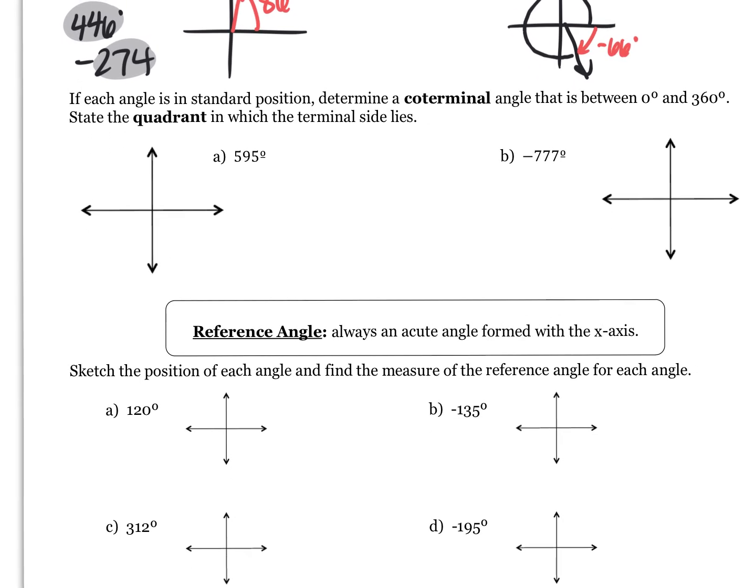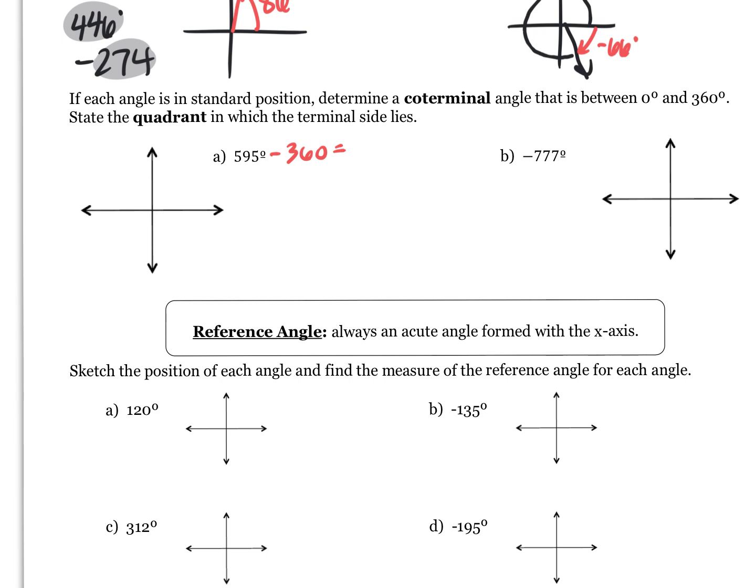Okay, 595 degrees. Correct me if I'm wrong, we're not so familiar with where that is. Do you agree? I don't know where 595 is because it's not between 0 and 360. We're most familiar with that. So how could we figure out where 595 is? What can we do? Just take a rotation off of it, you guys.